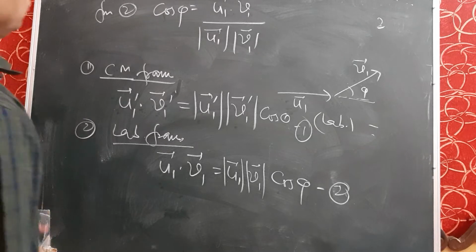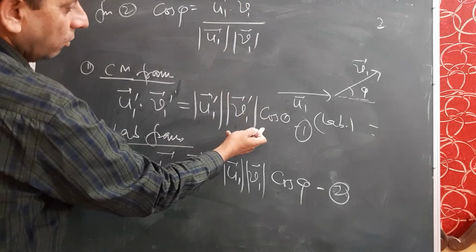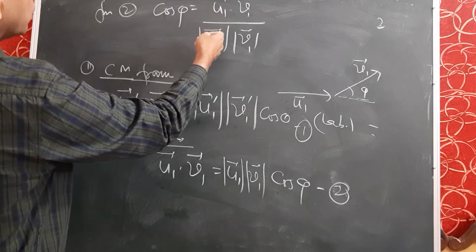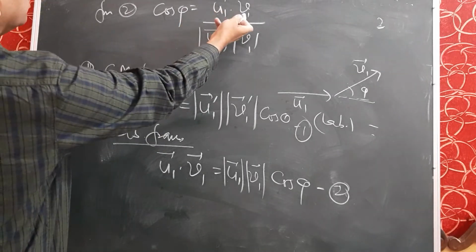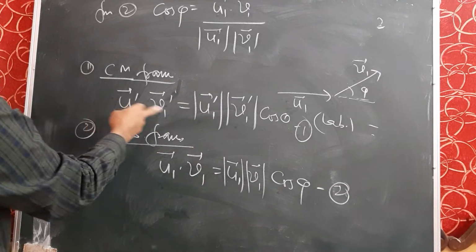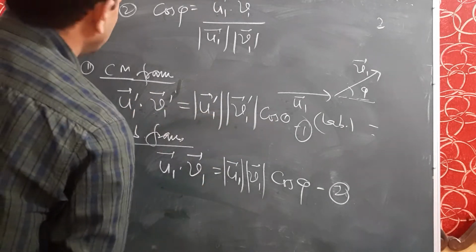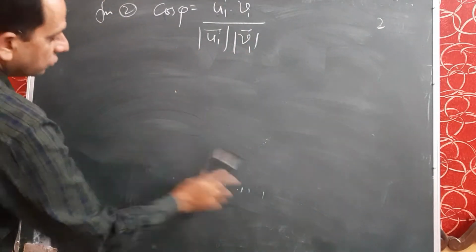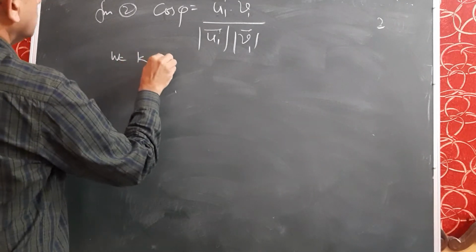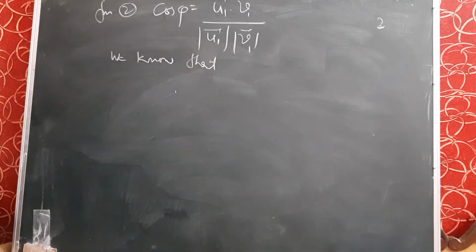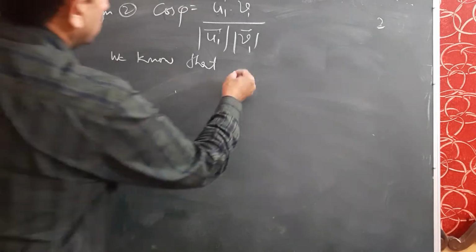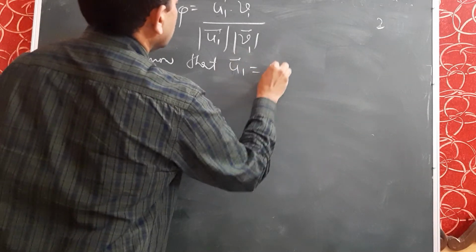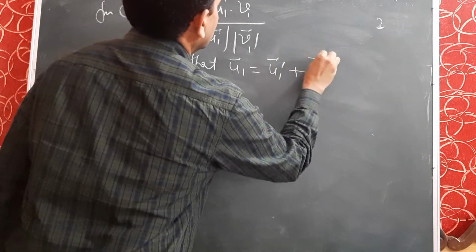Now we will convert the right hand side into theta form. We will convert u1 into u1 dash and v1 into v1 dash, so that we can use the formula with dashes, that is, in terms of theta. So what is the method to convert these velocities into the dash frame? We know that u1 is equal to u1 dash plus V.